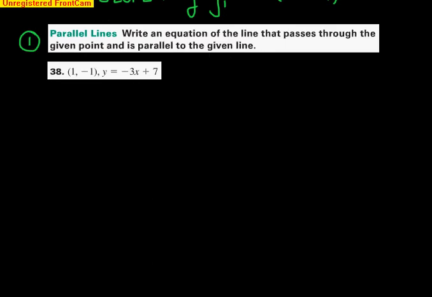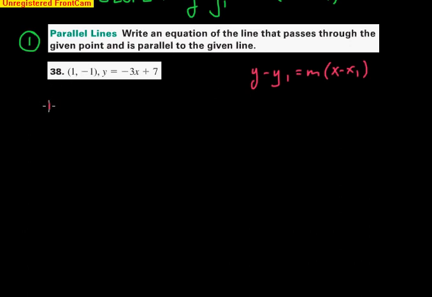Okay, so here is problem 1. We are going to write the equation of a line that passes through the given point, which is (1, -1), and is parallel to the given line. So we need to know a couple things. Number 1, to write an equation, we have to use point slope form: y minus y1 equals m times x minus x1. And in order to do this, we need a point and we need the slope.